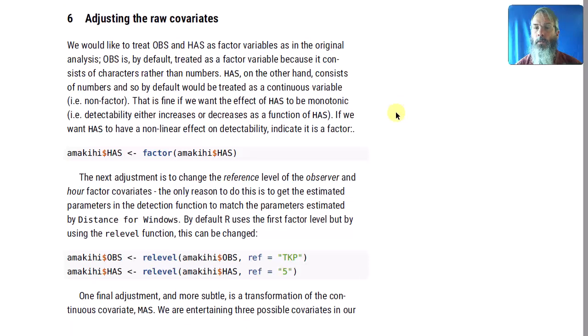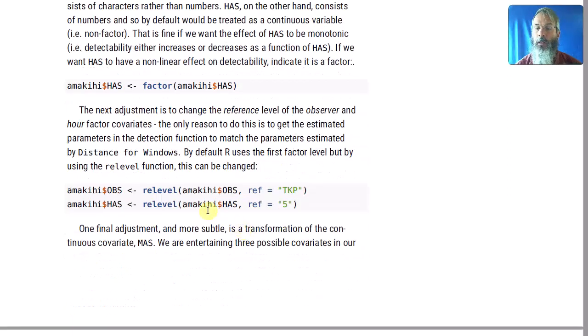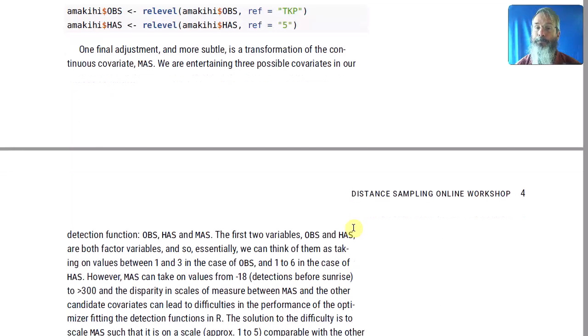And so there's some effort expended here in section 6 of this exercise to adjust the data of the covariates so that the fitting exercise can be done more smoothly. And so there's the conversion of hours after sunrise to a factor covariate. There's a changing of the levels of these factor covariates. You can read about that. It's done to make the results that we get in R consistent with the results that Distance for Windows produces.